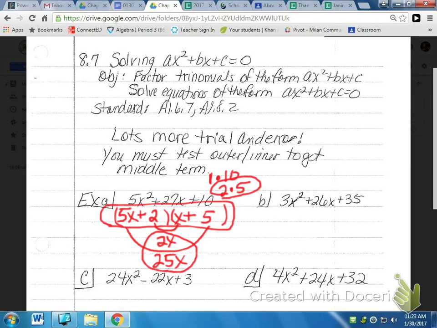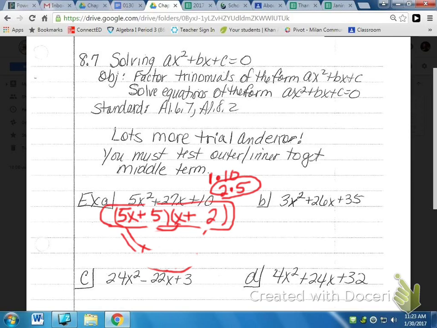So you have to test both? Yeah. Well, if you get it right the first time, you're done. So you would have to test every possible combination, yes. Absolutely. So I would have been wrong if you did 5x plus 5 times x plus 2. Yeah, here, look. What if I would have made it 5 and 2?